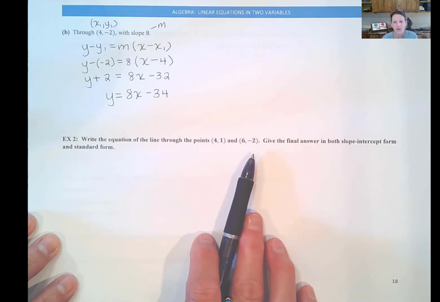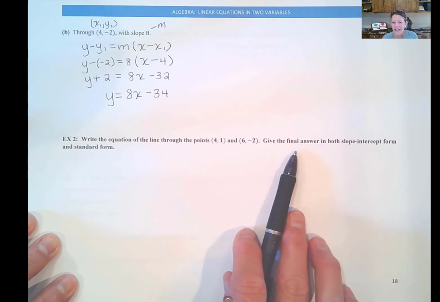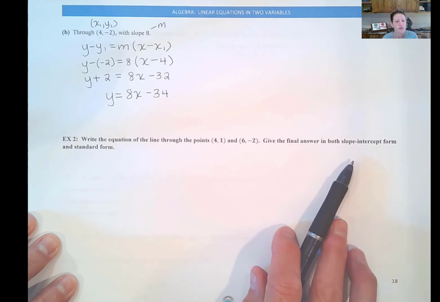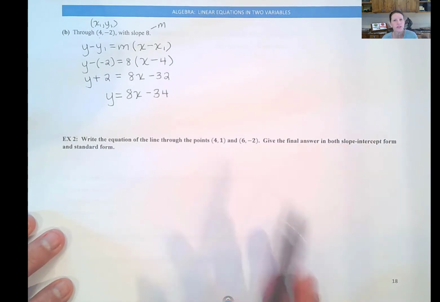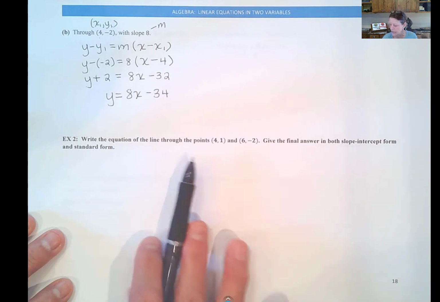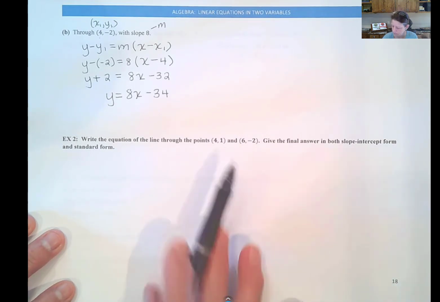Now in example 2, we want to write the equation of the line through the points 4, 1 and 6, negative 2. We're going to give the answer in both slope-intercept form and standard form. All right, so our given information is different this time. We're given 2 points, and 2 points determine a line, okay? But we're going to have to find the slope ourselves.